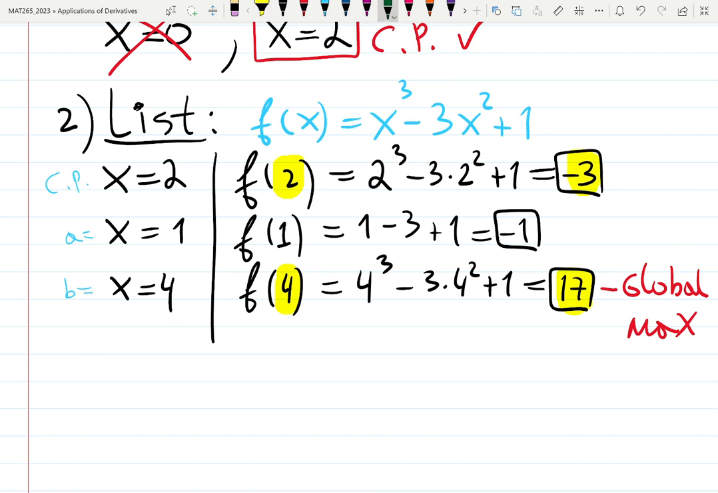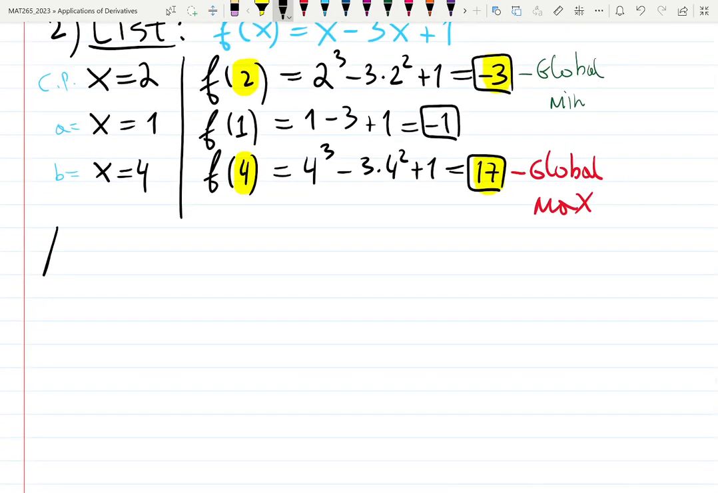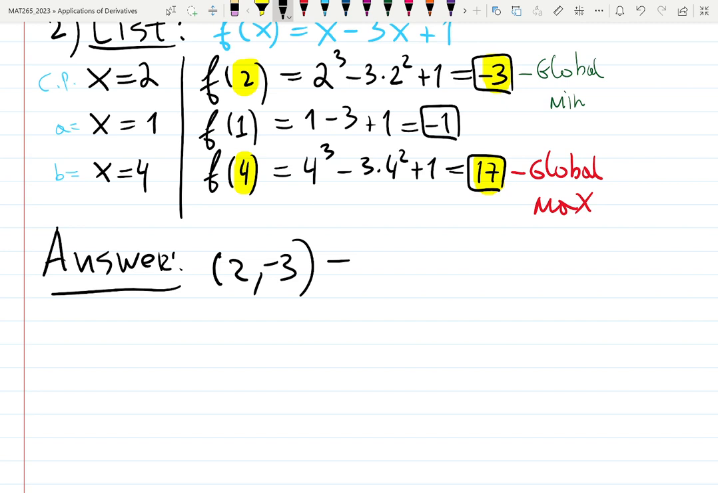Yeah, be careful with that. Global min. And you answer and you move on with your life. Answer. The answer is at 2, comma, minus 3. Sometimes they ask you to order it, min and max, and for the web work.